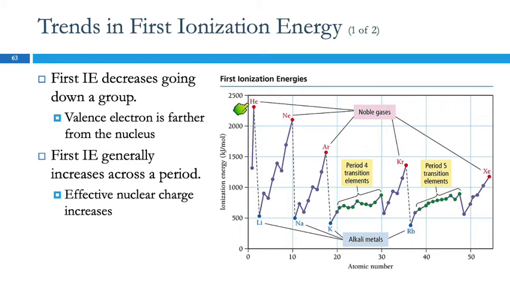Helium is very small. The electrons are very close to the nucleus. It's hard to pull them off. As it gets bigger, it's easier to pull them off. So if we looked at first ionization energy going across a period from left to right, the size trend is what? Going from left to right, it gets smaller, right?